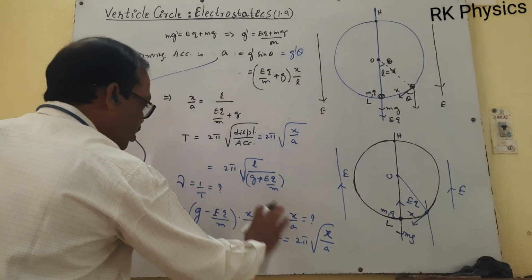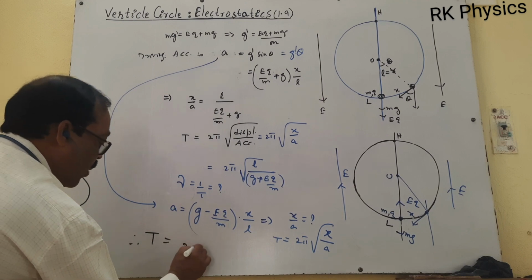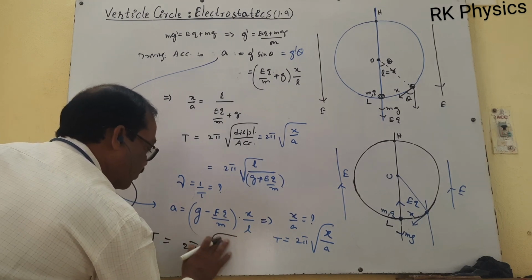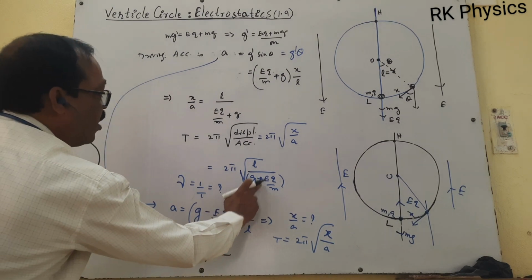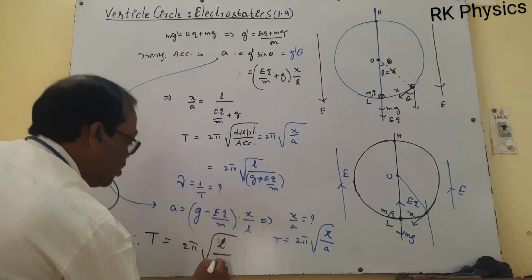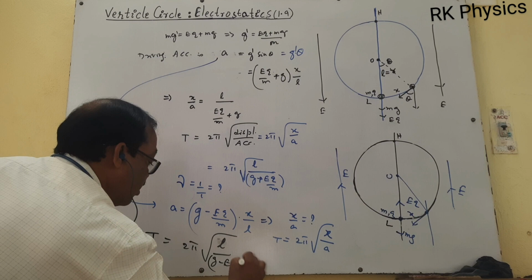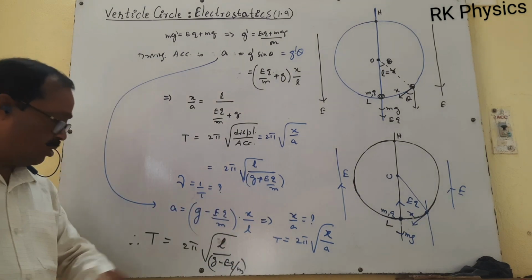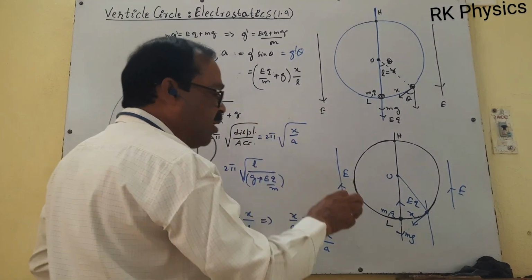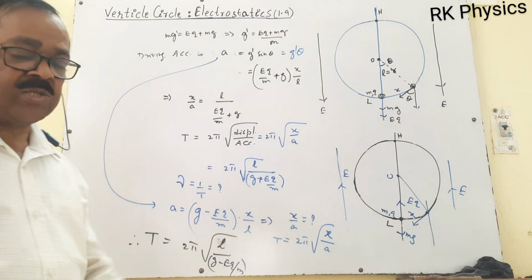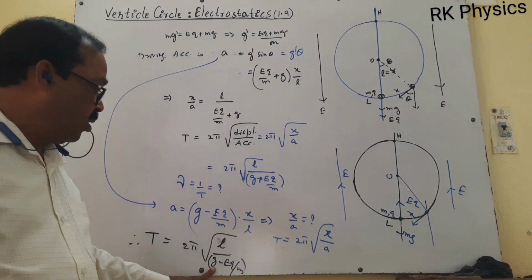If you substitute in the same, then you will get T equal to 2 pi root over, x is L, L divided by (g minus EQ divided by m). This is g plus, this is g minus. Now if you immediately switch off the electric field, what happens? Electric field is 0.